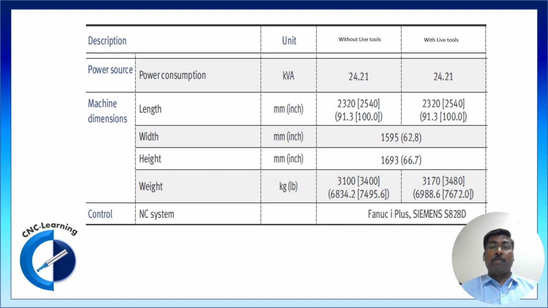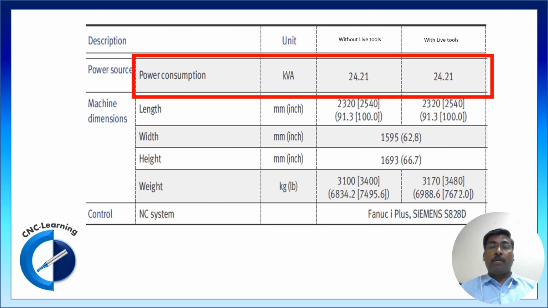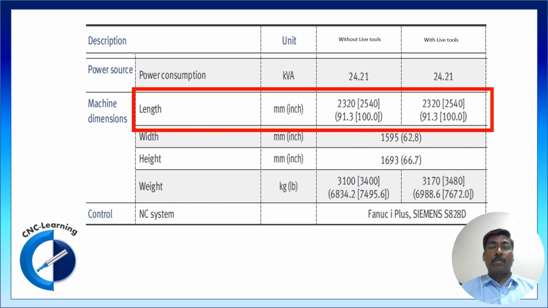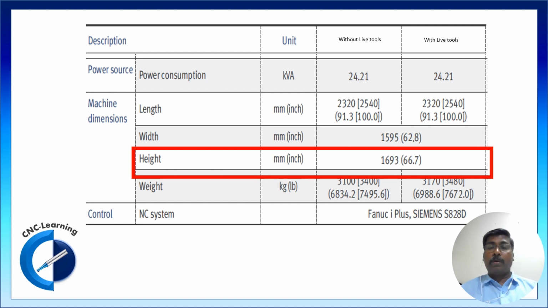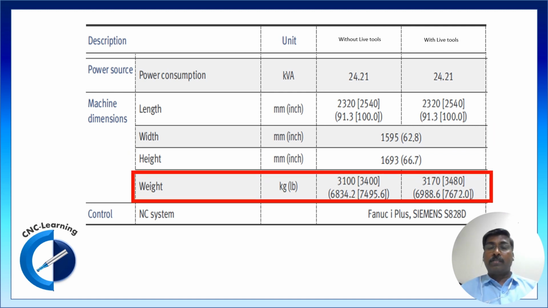Now let us see the power source. Power consumption without live tools is going to be 24.21, and for the other one also the same. Then come machine dimensions. This is very important when you have a limitation for the space. If you have enough space, it is fine. So in this case, the length is 2.3 meter, width is 1.6 meter, and height is 1.7 meter. Weight is 3 ton.